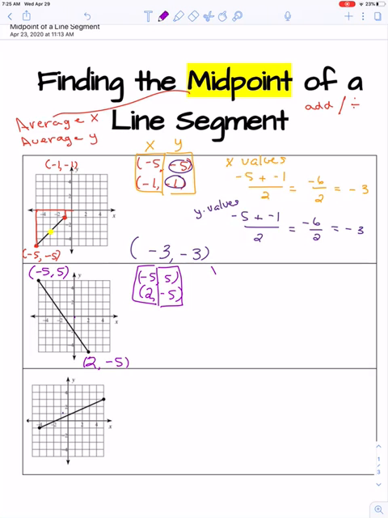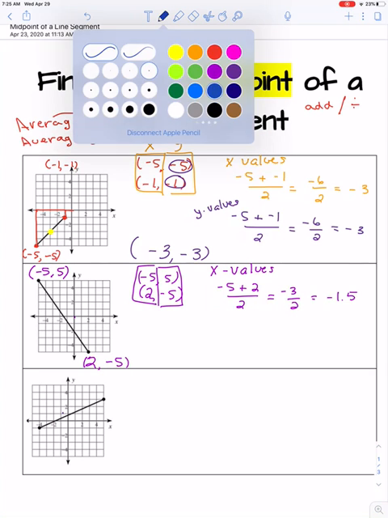Okay, so x values. I'm going to pull my -5 and 2. So -5 plus 2, I'm only adding 2 numbers, so I'm going to divide by 2. Alright, let's look. -5 plus 2 is -3. -3 divided by 2, you can leave it like this or you can do -1.5. Same thing.